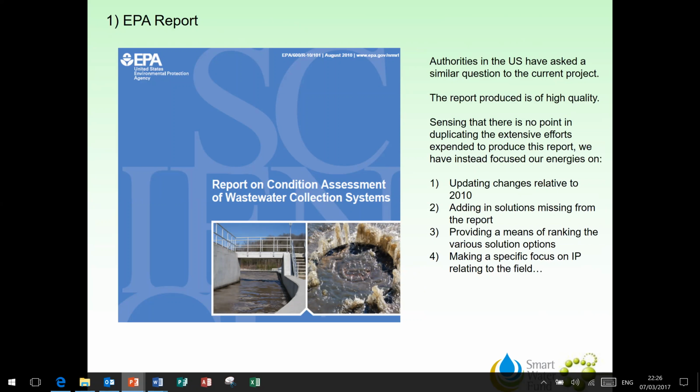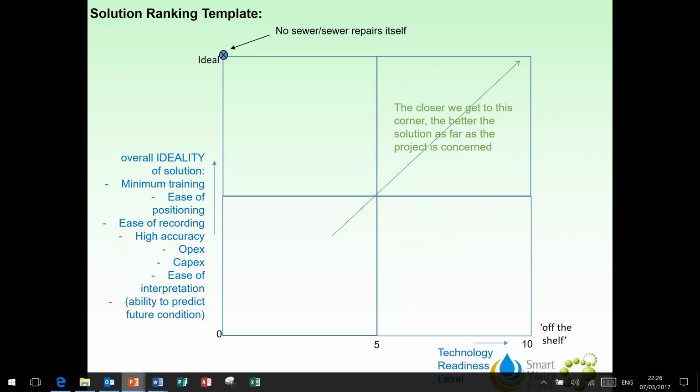So using that EPA report as a start point, we then said, okay, let's find a way of ranking the solutions. And we configured this 2x2 matrix. So the 2 dimensions here are horizontally, first of all, a technology readiness axis. So using the fairly standard scale for technology readiness, where 10 is off the shelf and 0 is pretty much blue sky. And then the vertical axis is basically a composite of all of the features of a sewer assessment solution that we would desire.